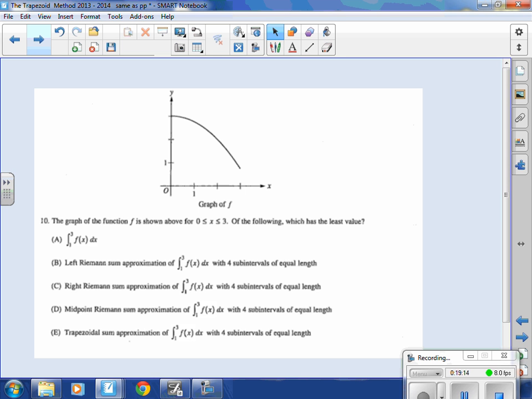We've got function f from 0 to 3. We want to integrate from, is it 0 to 3 or 1 to 3? I can't really tell on here. 0 to 3. Which of the following is going to be the smallest value? The left sum, the right sum, the midpoint sum, or the trapezoid sum? Oh wait, it's 1 to 3. Doesn't really matter. Which one's going to give you the smallest value? Smallest, because it's the underestimate. It's the most underestimate.